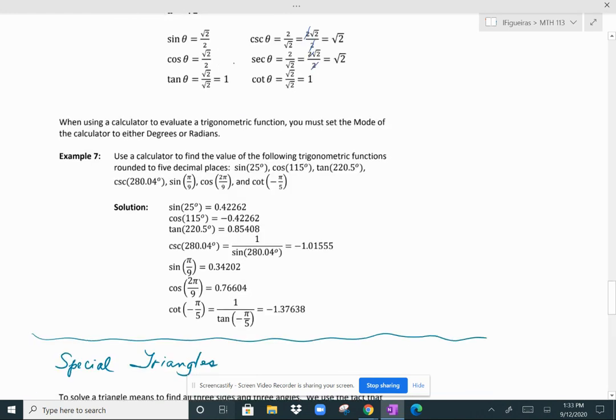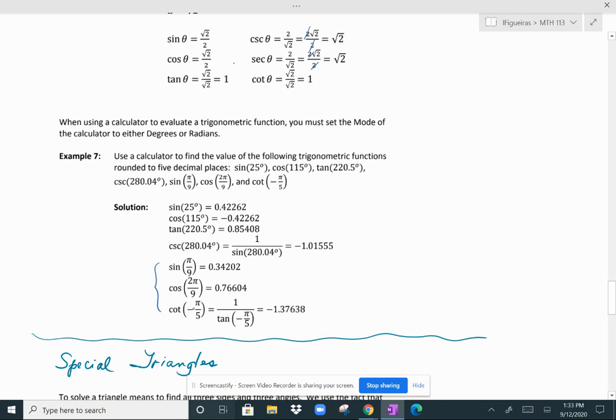So now we are in radian mode with these. So you have to switch your mode to radians. So we have the sine of pi over 9, and you get 0.34202. Make sure you use pi. There should be a key for that in your calculator and not 3.14. You don't want to round prematurely. Same thing here. Take the cosine of 2 pi divided by 9 and you get 0.76604. And then I need to take the cotangent of negative pi over 5.